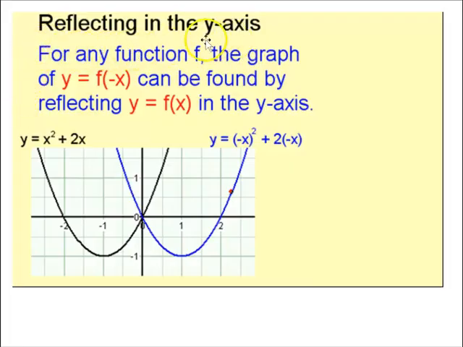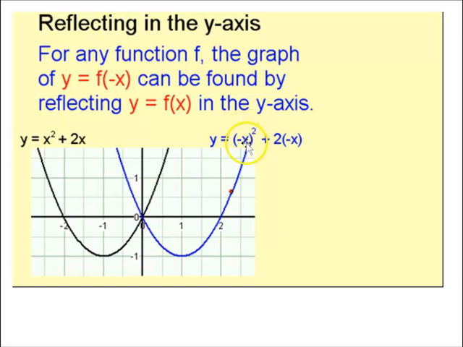Reflecting in the y-axis. For any function f, the graph of y is equal to f of minus x can be found by reflecting y is equal to f of x in the y-axis. So let's say the black curve is the original function, y is equal to x squared plus 2x.